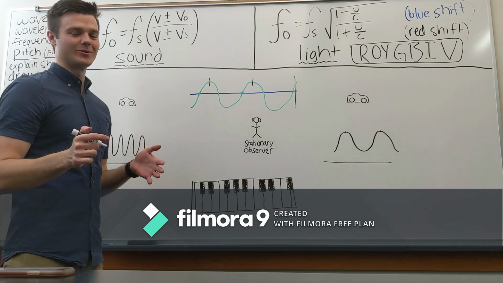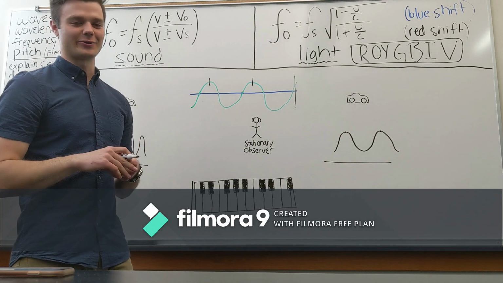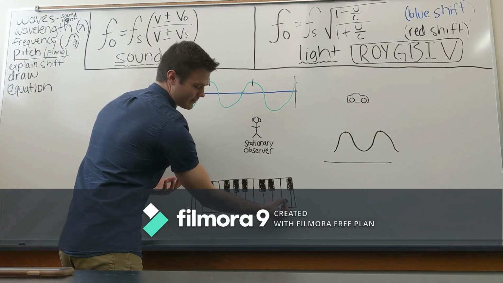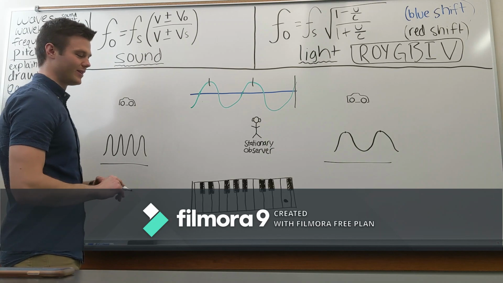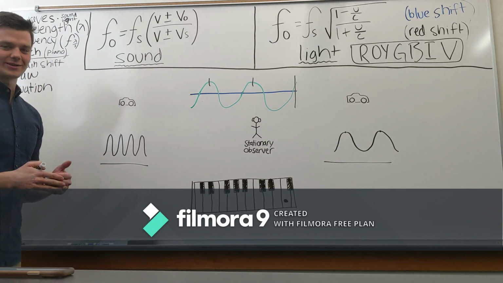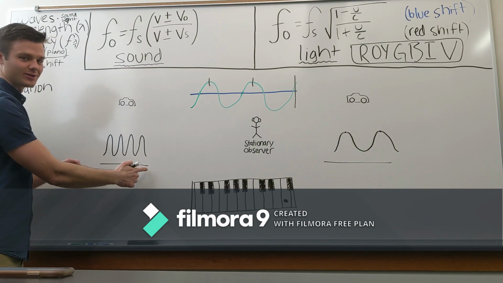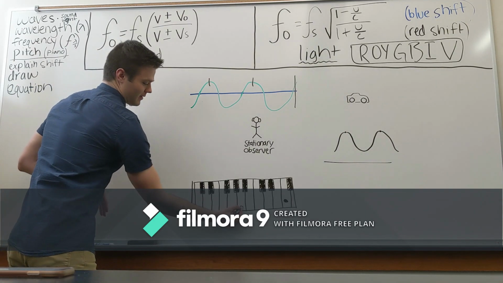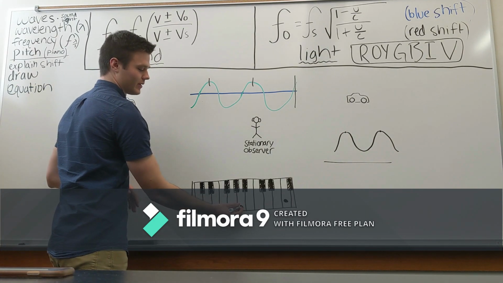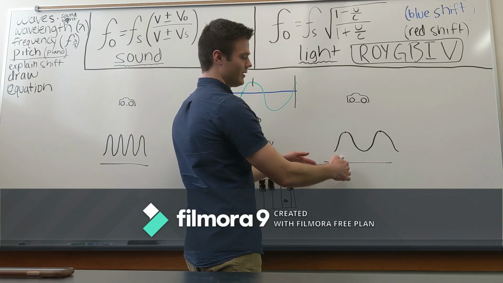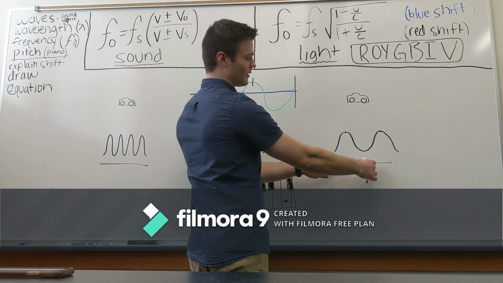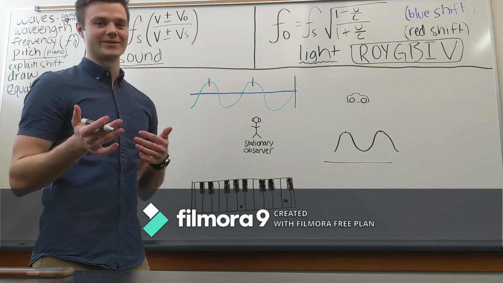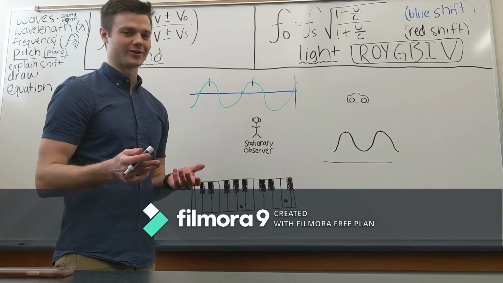For sound, the way that we perceive frequency is through pitch. So if we've got a piano, we play a higher note, we're going to have a higher frequency, it's going to be a higher pitch. The wave is going to look more like this as opposed to this. And if we play a lower note, then our frequency is lower, our wavelength is longer, and it's a lower pitch. The way that we perceive differences in frequency of light is through color.